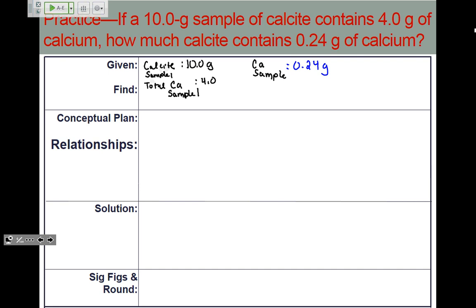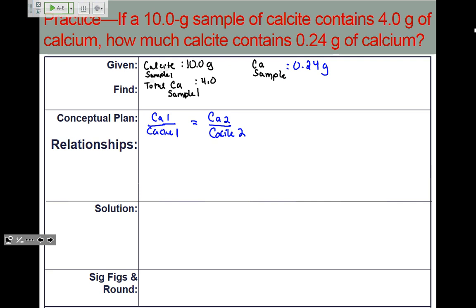So our conceptual plan is we know that our ratio of calcium to calcite in sample 1, we're going to call this 1, is equal to our calcium to calcite in sample 2. Because that ratio is always going to be the same if calcite is a pure compound. And I'm just putting a 1 and a 2, meaning sample 1 and sample 2, not Ca2. That's just to make it clear. So since we have that relationship, all we have to do is solve for the amount of calcite in sample 2.